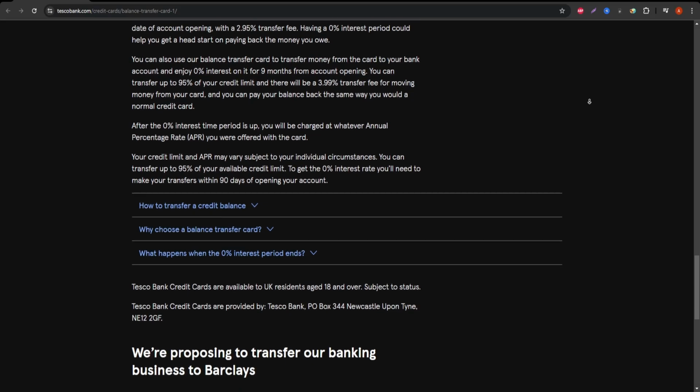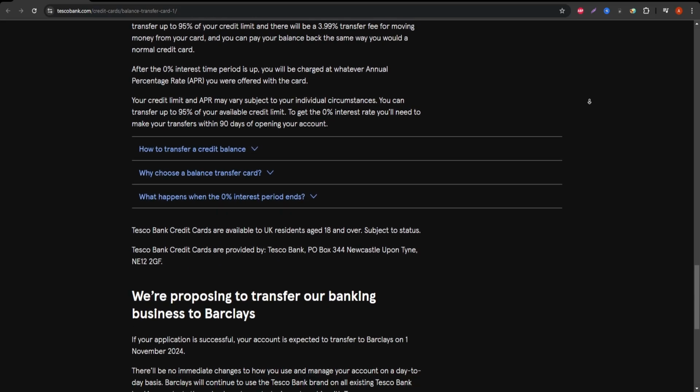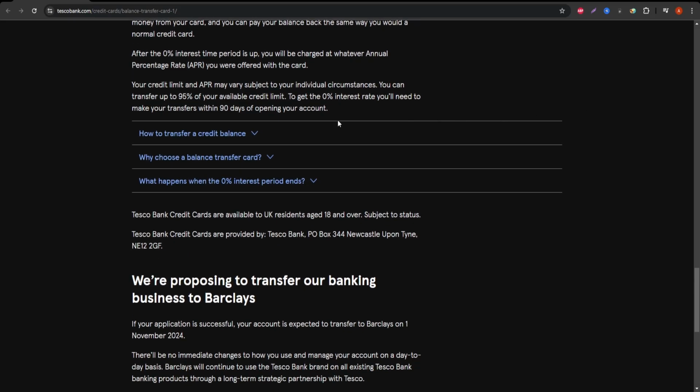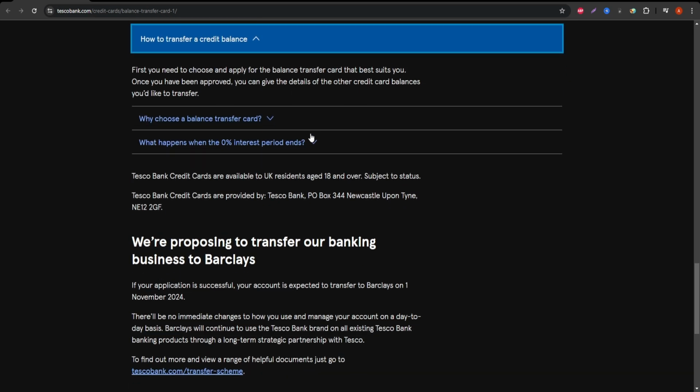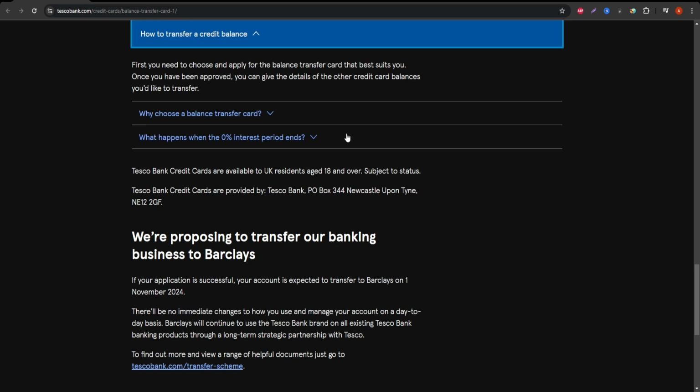However, it's important to consider the disadvantages. After the promotional period ends, the interest rate will revert to the standard variable rate, which can be quite high. Also, there are balance transfer fees that can apply, typically around 2 to 3% of the amount transferred. If you don't pay off your balance in full before the promotional period expires, you might end up paying more in interest than you saved.